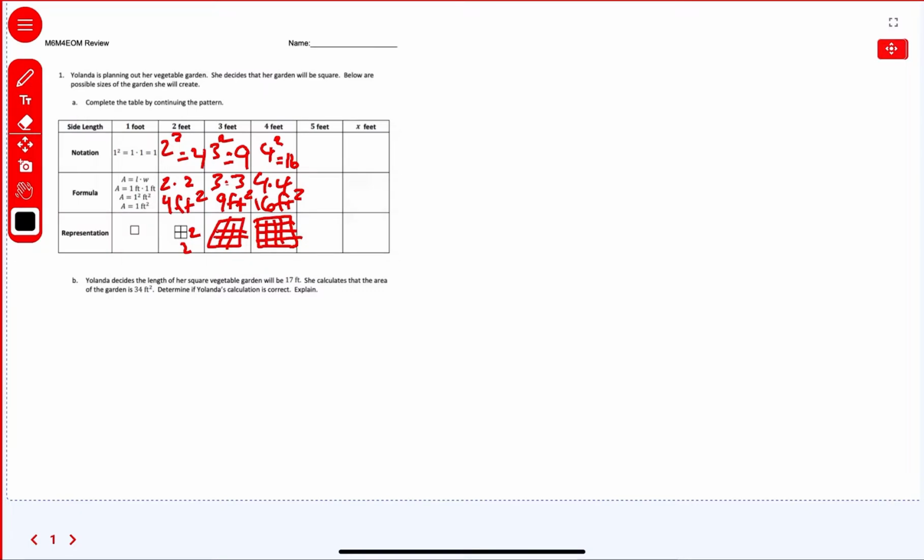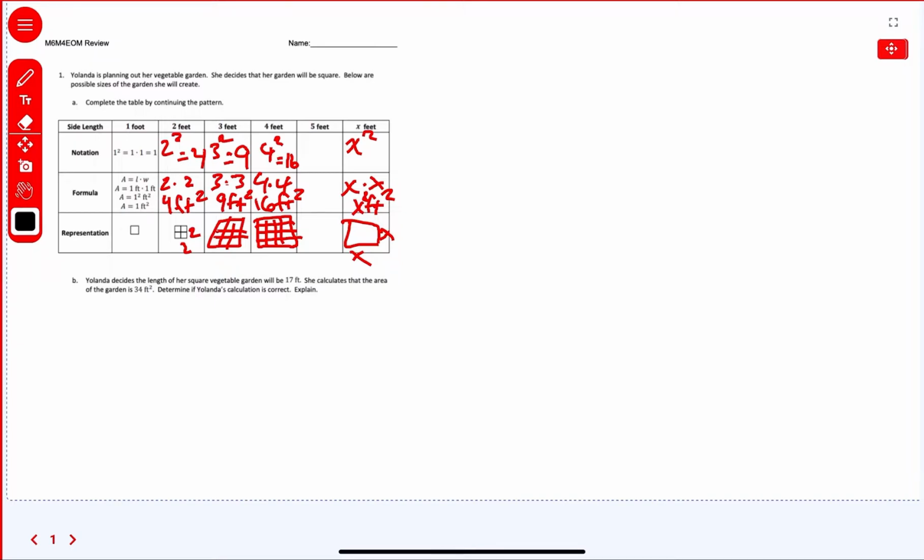Do we understand so far? Everybody good? You should be able to fill out the rest of that then. Except for, I'm not going to do 5, I'll do the x. So we would have x squared because x times x is x feet squared. X squared, feet squared. Okay? And so you would just draw a box that has x by x, because we don't know.